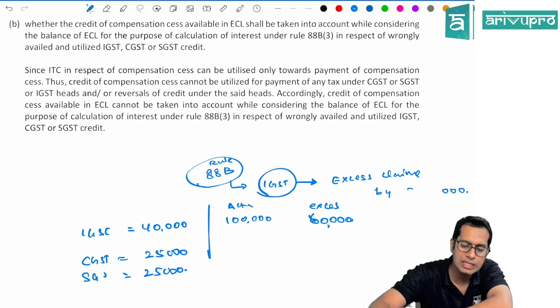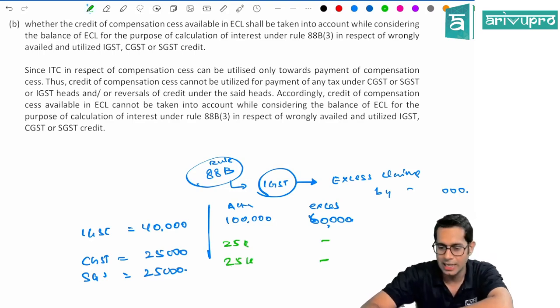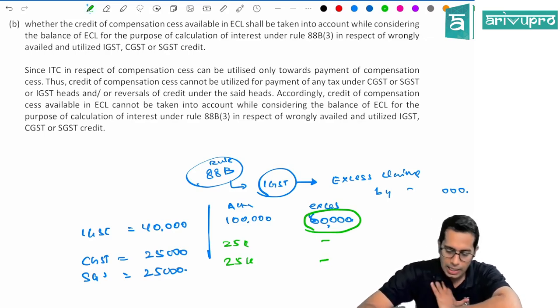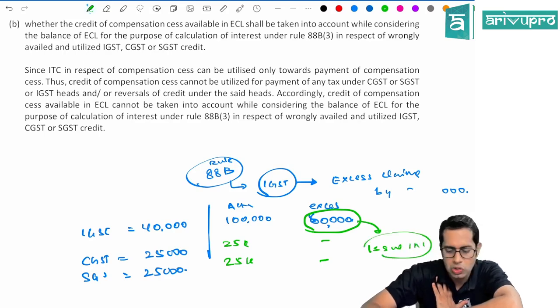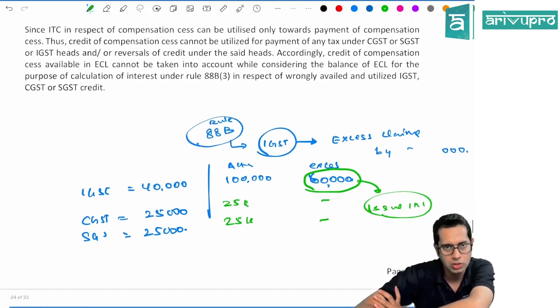Now here what has happened and how much have I actually claimed? 25,000. So there is no excess claim. There is only excess claim of IGST. Now, when the department is going to issue a notice to me, obviously here what is going to happen? The department is going to issue a notice to me telling, Dilip, you have claimed excess ITC of 60,000 rupees.